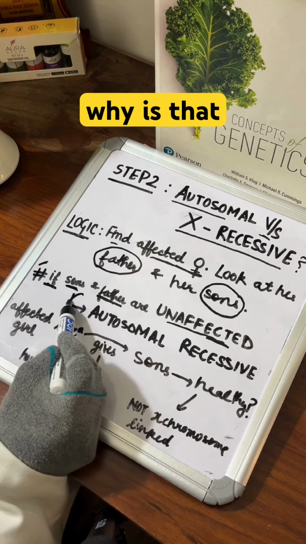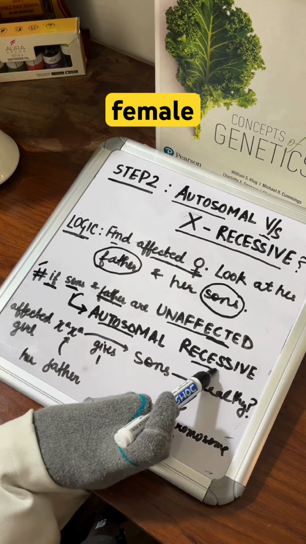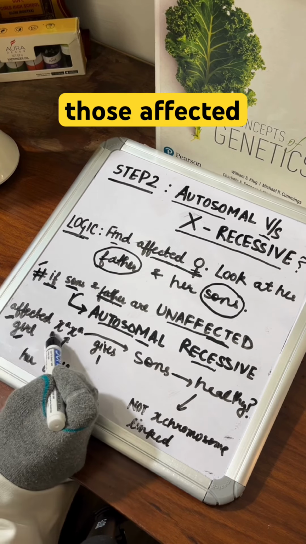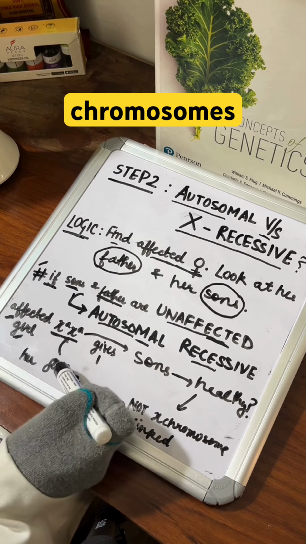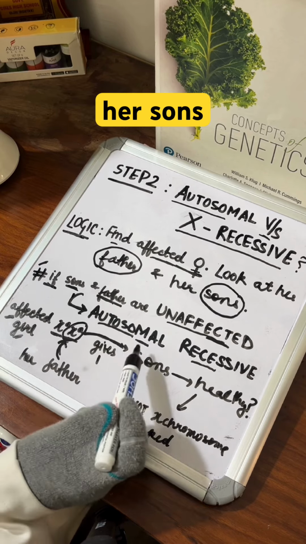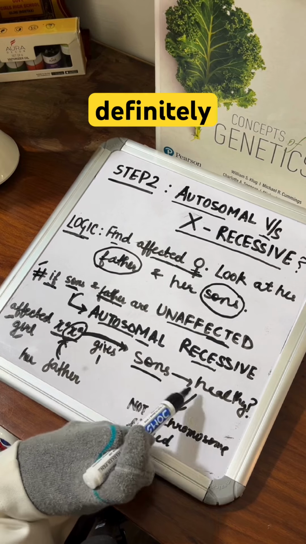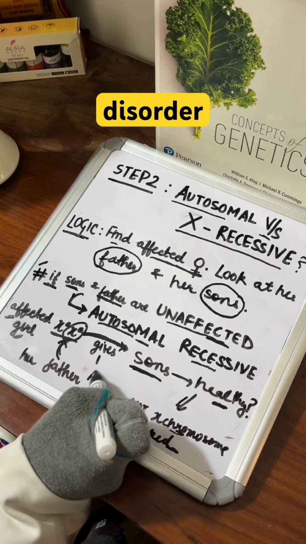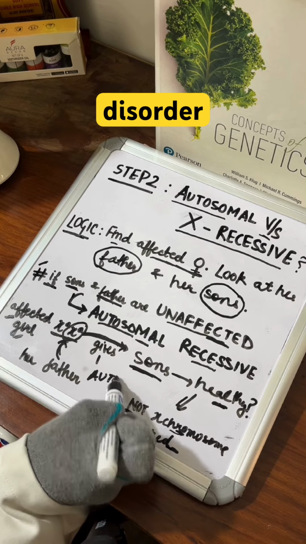And why is that? So this affected female has XA chromosomes, and she receives one of those affected chromosomes from her father and gives one chromosome to her sons. And if you see her sons are healthy, then it's definitely not an X chromosome linked disorder. And it's definitely an autosomal disorder.